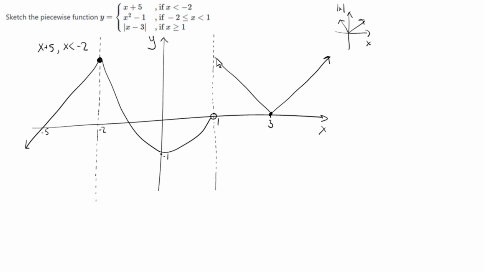And this point right here is included because this function is defined as the absolute value of x minus 3 when x is greater than or equal to 1. So we're including that point.